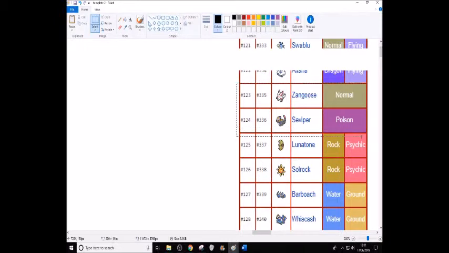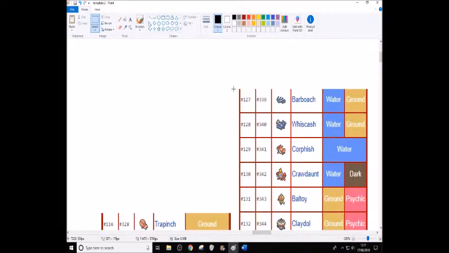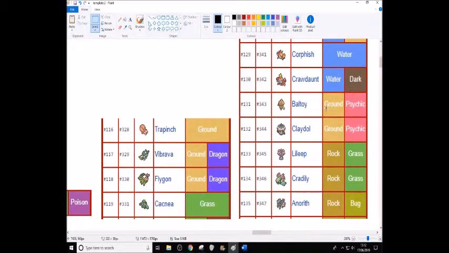Zangoose and Seviper, probably not. Probably not Lunatone or Solrock. Probably not Barboach and Whiscash. I don't know. 50-50 chance on them. I don't know if either of them would be native to England, because I don't exactly know what they're based on. Also, I'm not that big on fishing, so yeah. Corphish and Crawdaunt, they are sea-dwelling Pokemon, so probably. Probably not you guys.